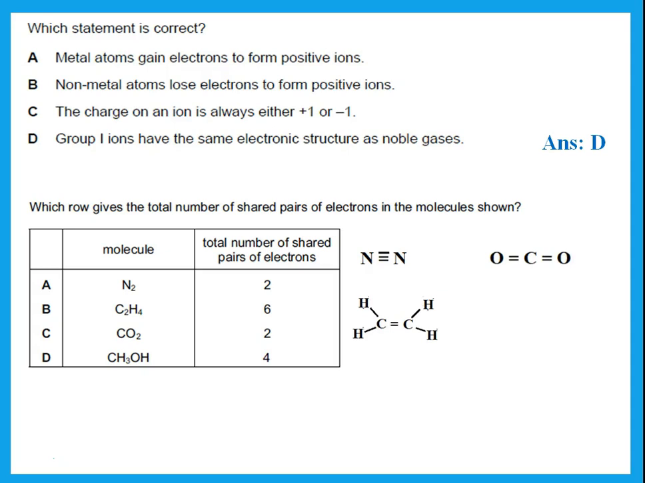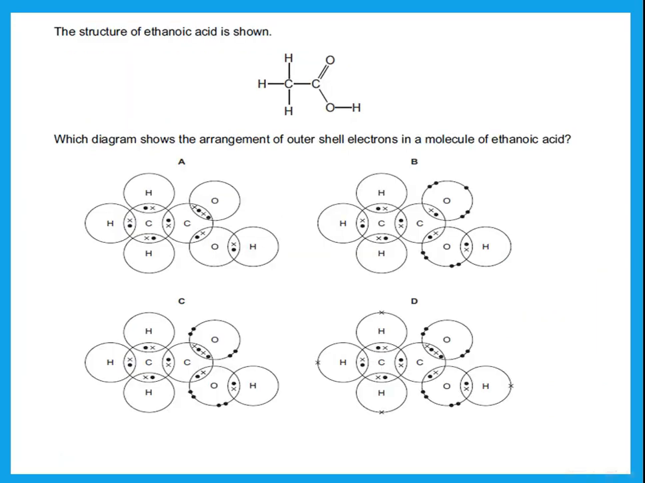So let's look at carbon dioxide. Carbon dioxide has 2 pairs on this side and 2 pairs on this side, so that's 4 pairs, not 2. And methanol has 1, 2, 3, 4, 5 pairs of shared electrons, not 4, so the answer is B. Do we understand that? Okay, the structure of ethanoic acid.